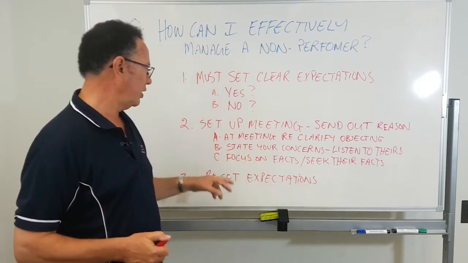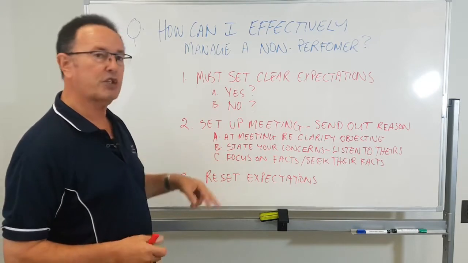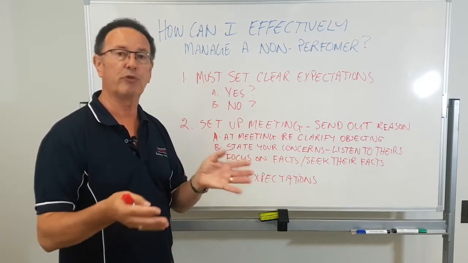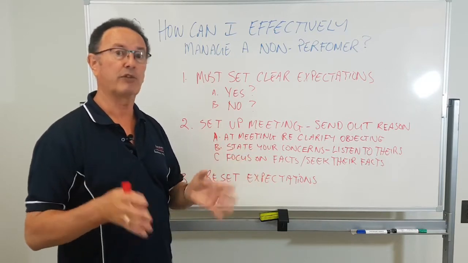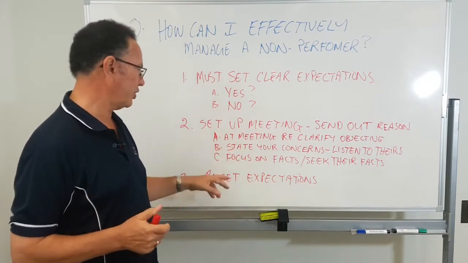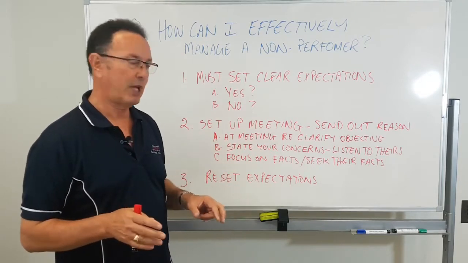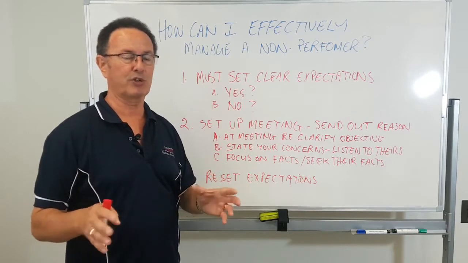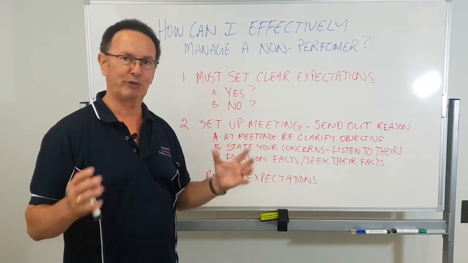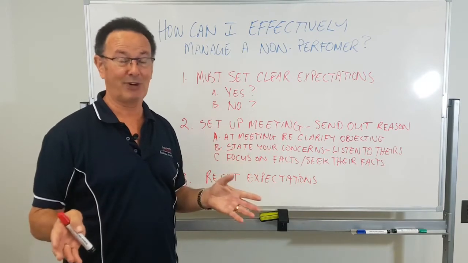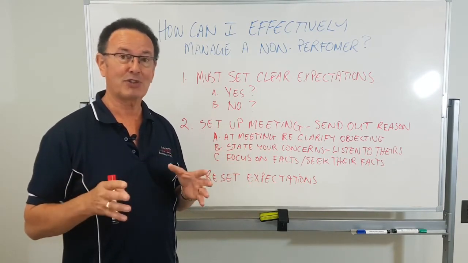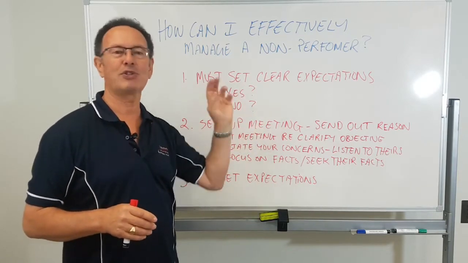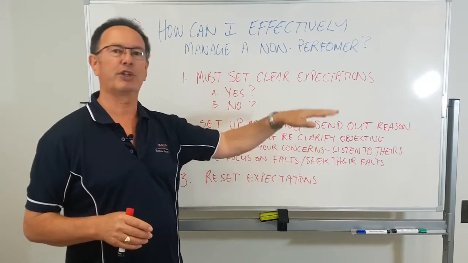So then, once you've stated those concerns, this is what caused you to have this meeting. These are the non-performance areas that have concerned you. Remember to focus on the facts, and you need to listen to what their facts are. Now, this is where it becomes tricky, because if they have failed to perform, and they know that up front, and they often do, they'll have a tendency to take you on a bit of a trip, lots of reasons, and they'll go off on a tangent.